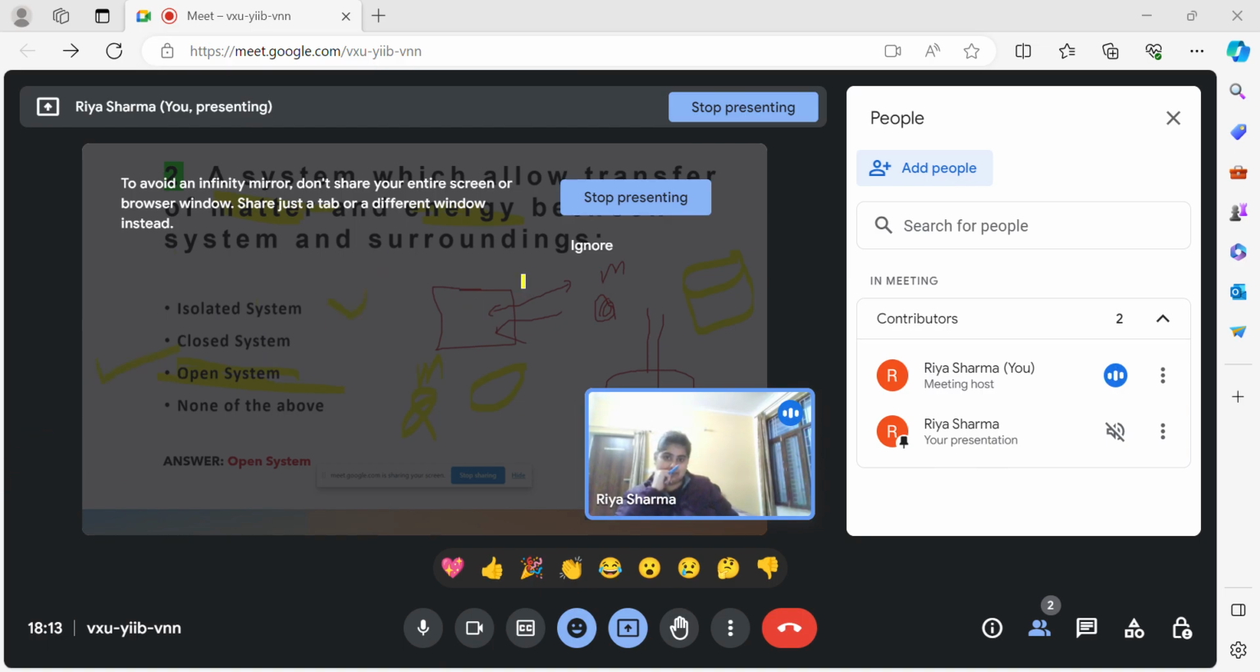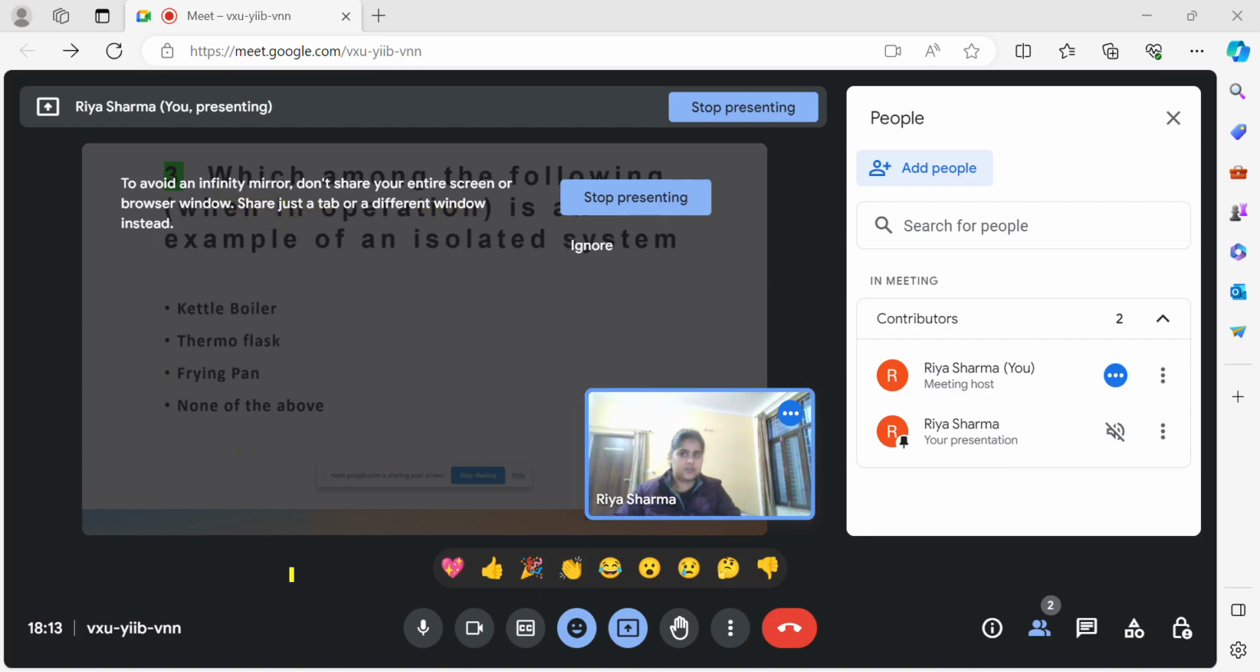An isolated system is that system where there is no exchange. A closed system is one where only mass cannot be exchanged. An open system is where everything can be exchanged. And the last option is none of the above. Okay, so going similar to it, let's take it a bit further. Let's go into the applications. My third question is, which among the following, when in operation, is an example of an isolated system?